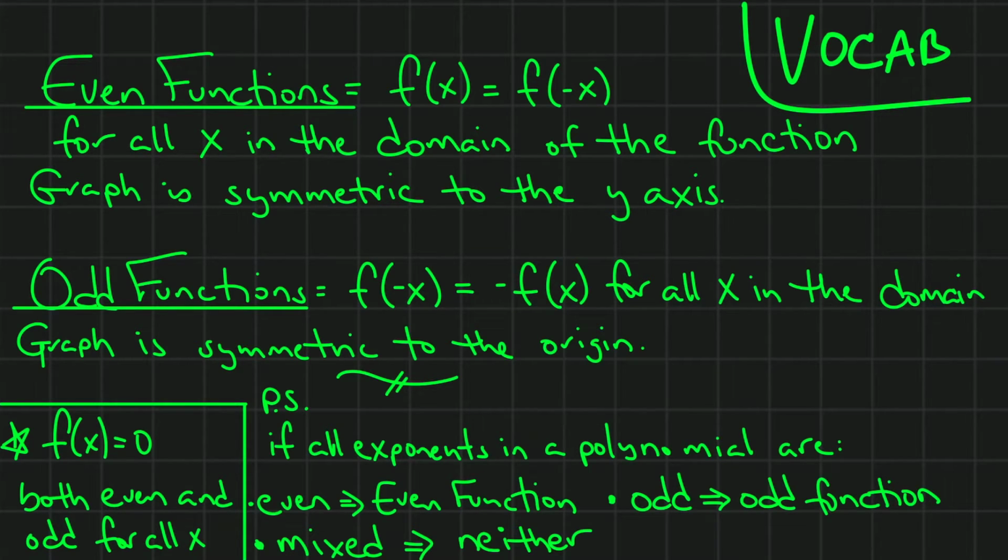Postscript, when we have f of x is equal to 0, that's both an even and odd function for all x values within the domain. And also, if all the exponents in the polynomial are even, then we're dealing with an even function. If all the exponents in the polynomial are odd, then we're dealing with an odd function. And if we have mixed, both even and odd, then they are neither even nor odd.